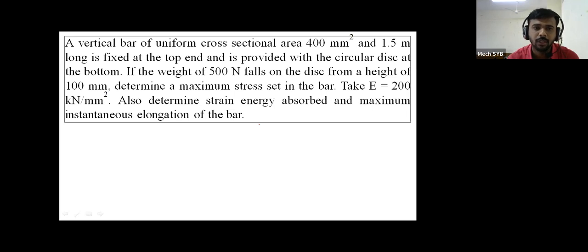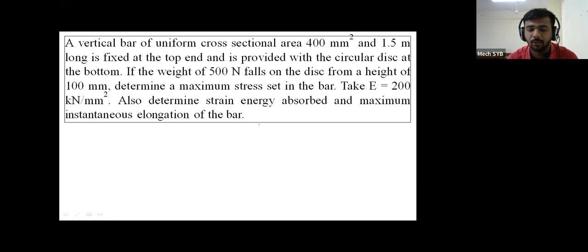Now, in today's lecture, we will solve one or two more problems based on type number 3, that is, the impact loading condition. This is the problem in front of you. In the previous problem, we learned how to identify which formula to use: either the suddenly applied load, the gradually applied load, or the impact loading condition.